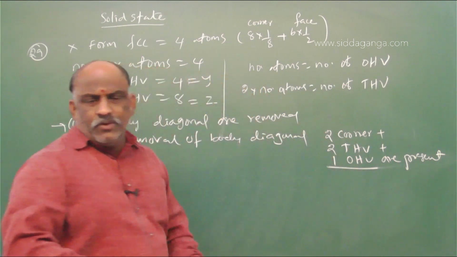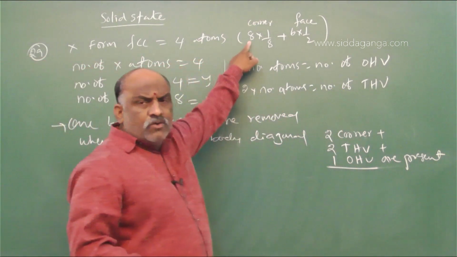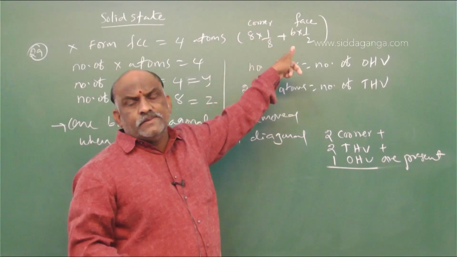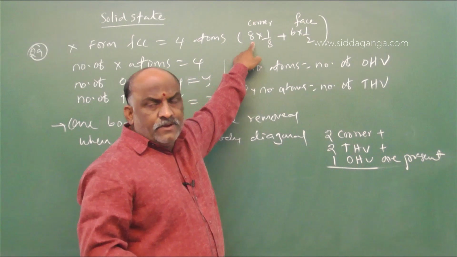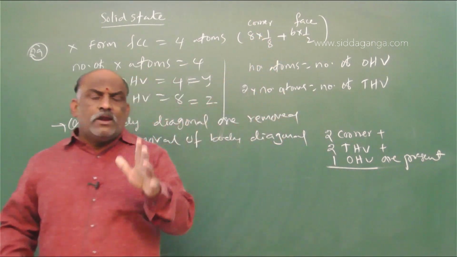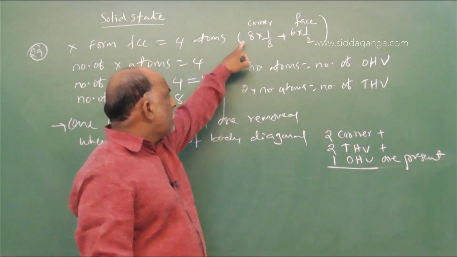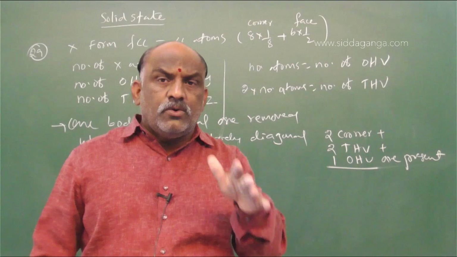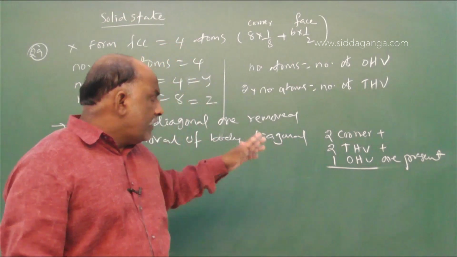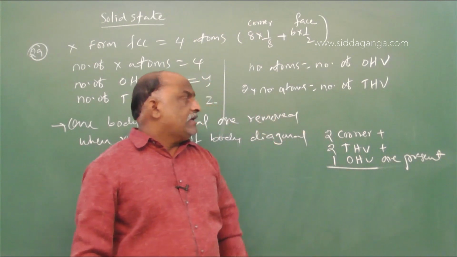So these are removed. Already we know the total number of corner atoms is 8. Out of 8 corners, you should remove 2 corner atoms. Removal of 2 corner atoms, remaining corners will be 6. Got it? You remove 2 corner atoms because 2 corner atoms are in the body diagonal. In the body diagonal, 2 tetrahedral voids are there, and 1 octahedral void is present.